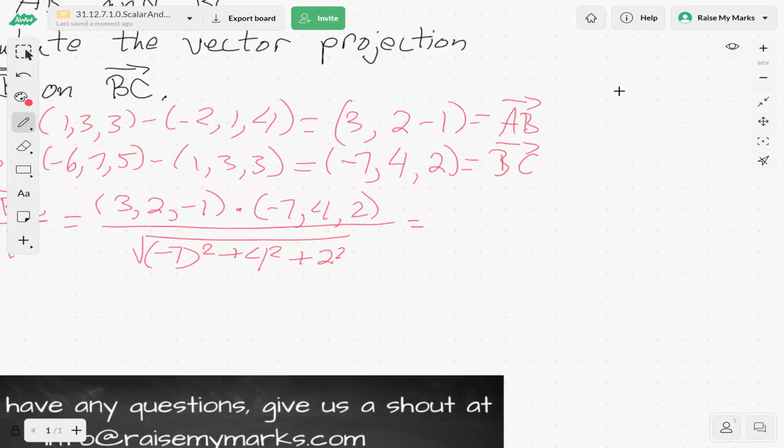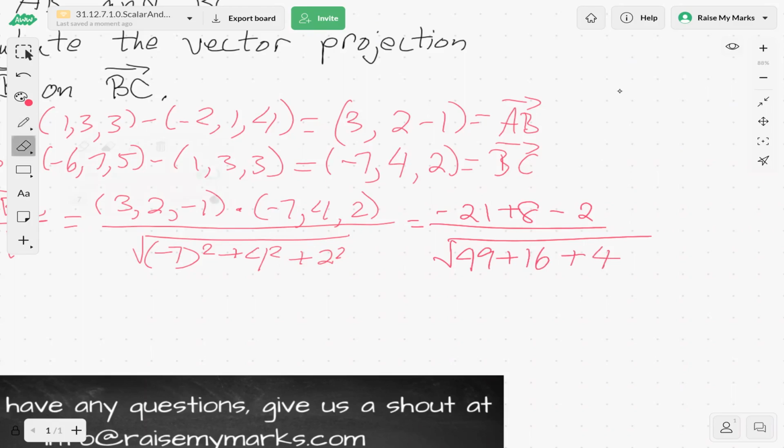And we'll take the dot product in the numerator. We get -21 plus 8 minus 2. In the denominator, we have the square root of 49 plus 16 plus 4. All right, let's do this.